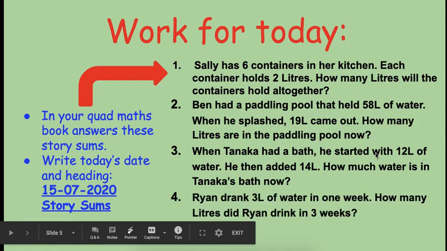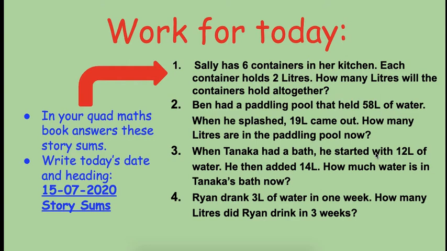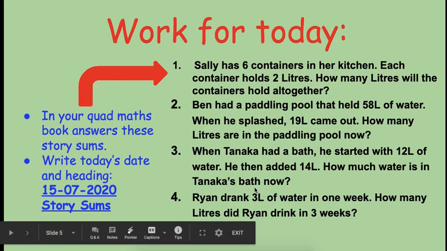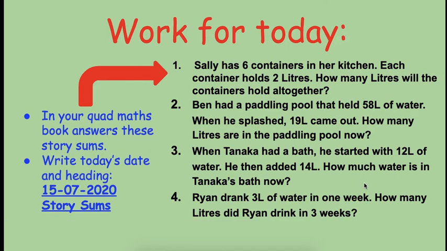Number 4. Ryan drank 3 liters of water in 1 week. How many liters did he drink in 3 weeks? So boys and girls, again, we have liters of water and we have 3 weeks. 2 different things. So just like number 1, containers and liters, now we've got liters and weeks. So think about what kind of sum is it. Is it a plus, minus, or is it a times sum? 2 different things tell us that it is a multiplication sum, a times sum.